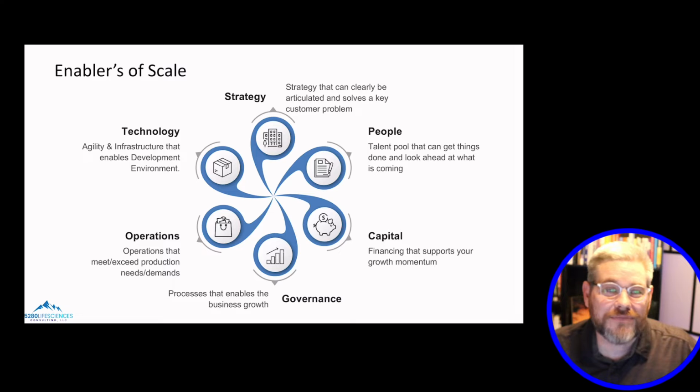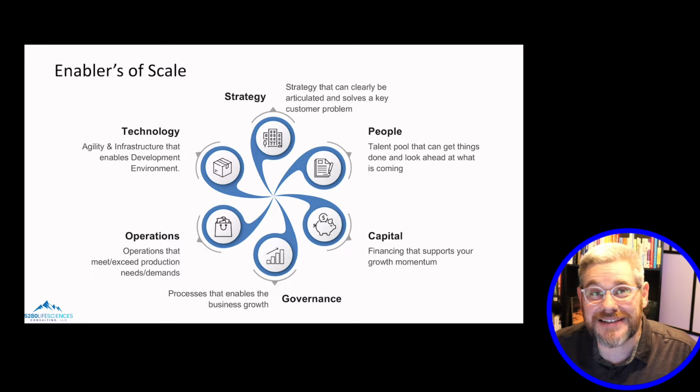Well, overall, whenever I first start working with a client, the key questions that I start to ask are around their strategy and what they're doing to put a strategy in place that can be clearly articulated and solves a problem for their customers. Also, I want to look at their people. What talent do they have to be able to get things done? How are they putting in place things that enable them to get things done through the people that they've hired? The capital is so important as well, especially to be able to blitzscale.